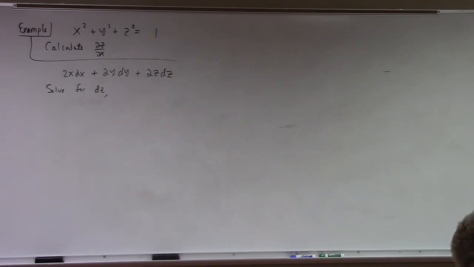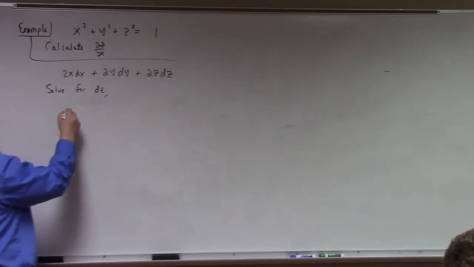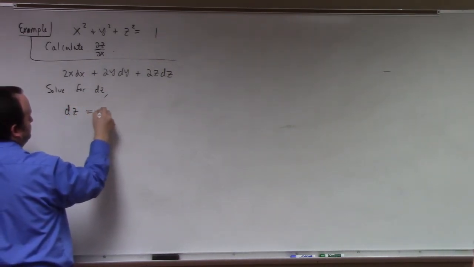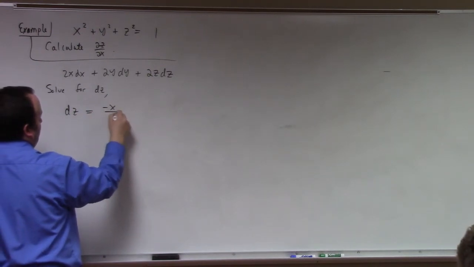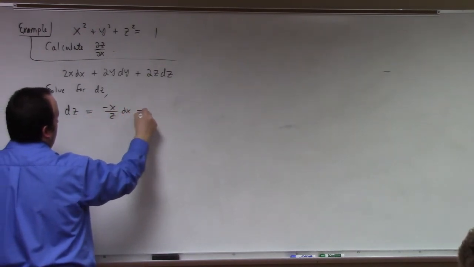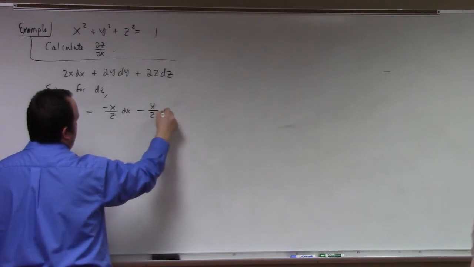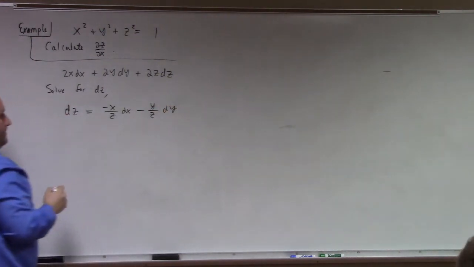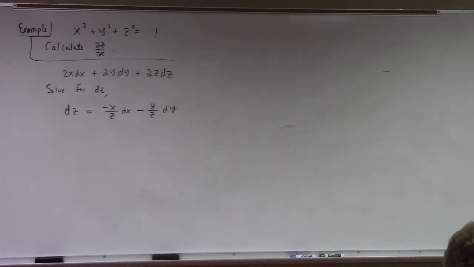So what is dz equal to? Minus x over z dx minus y over z dy. So this is that method of differentials I was talking about. We take the total differential of the data that we're given, and then we interpret. So here my interpretation is I'm taking z to be the dependent variable.